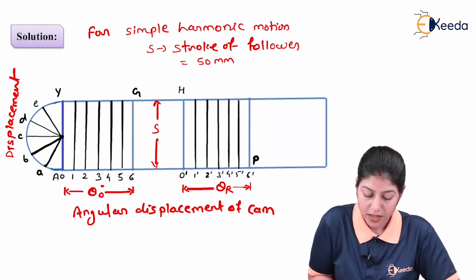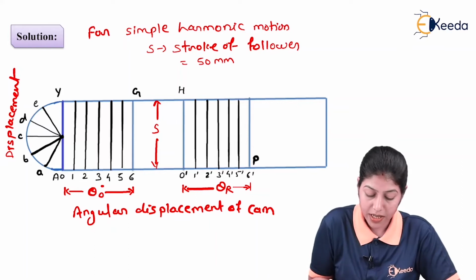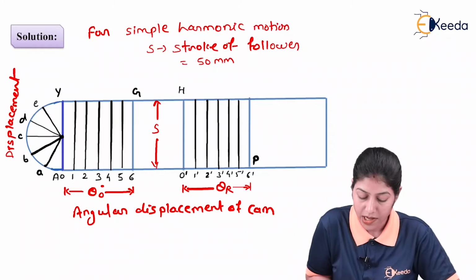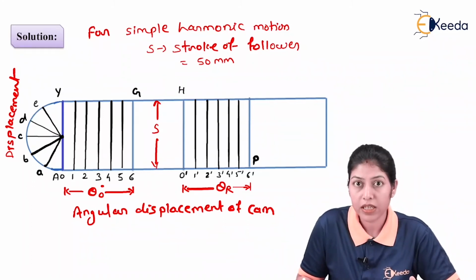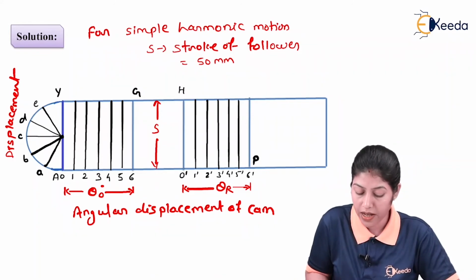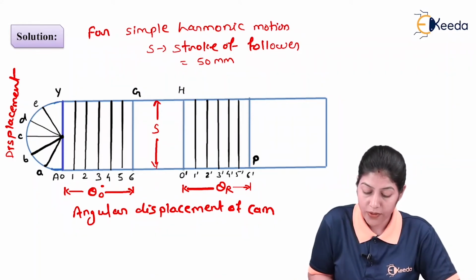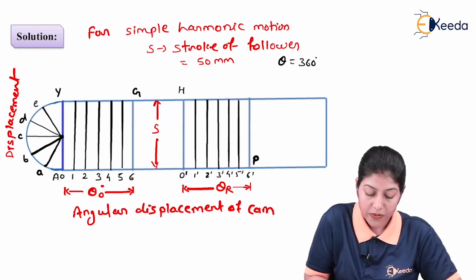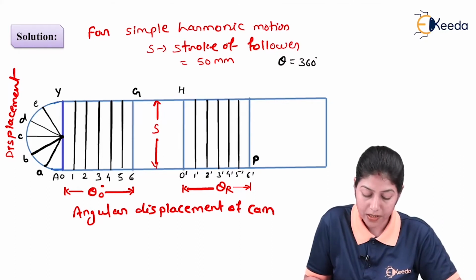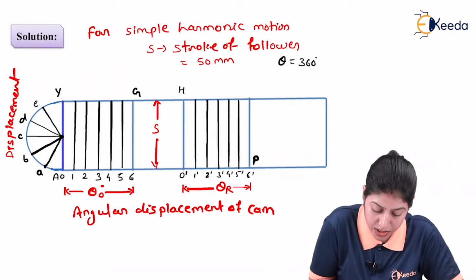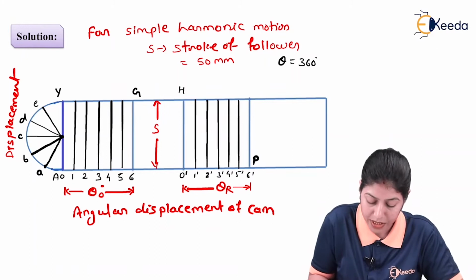So this semicircle is divided into 6 parts, and we have this horizontal line which is representing the total angle theta. It is equal to 360 degree, which is the summation of theta naught, theta r and the 2 dwell periods. So theta would be a 360 degree angle. Now here we have 6 points in this semicircle, and we have marked these points as A, B, C, D, E, F in this semicircle.